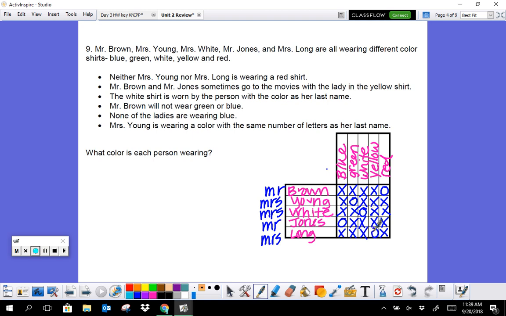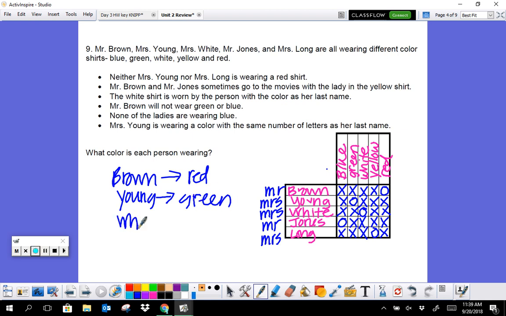So Mr. Brown is wearing red. Mrs. Young is wearing green. Mrs. White is wearing white. Mr. Jones is wearing blue. And Mrs. Long is wearing yellow.